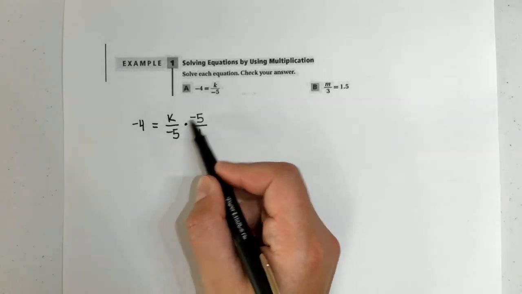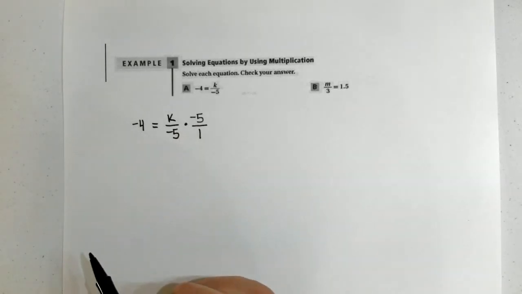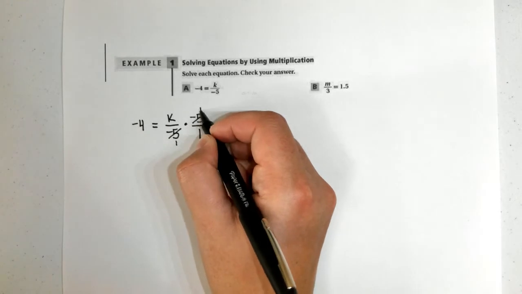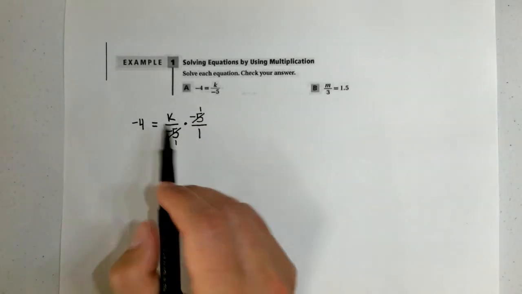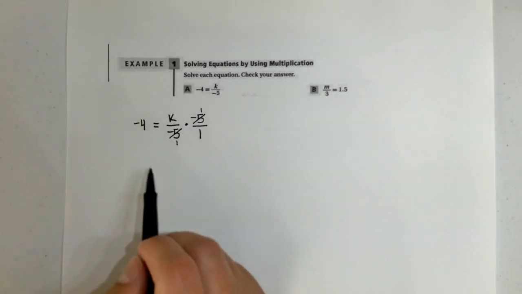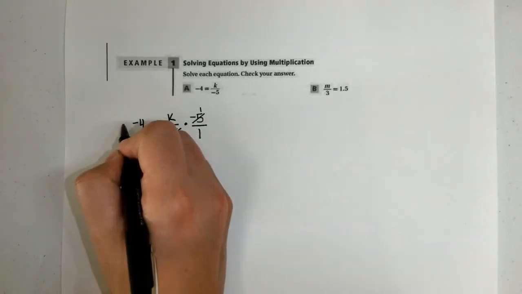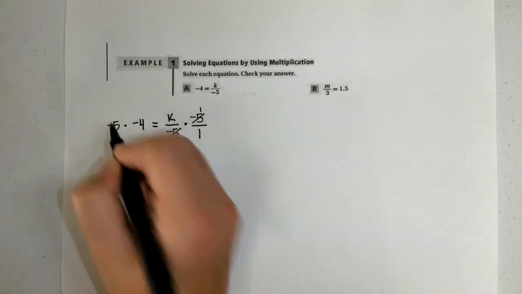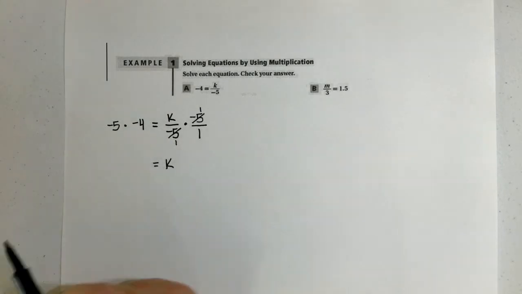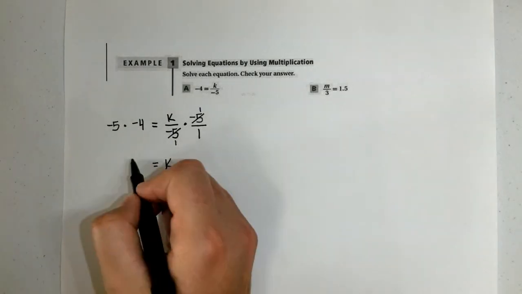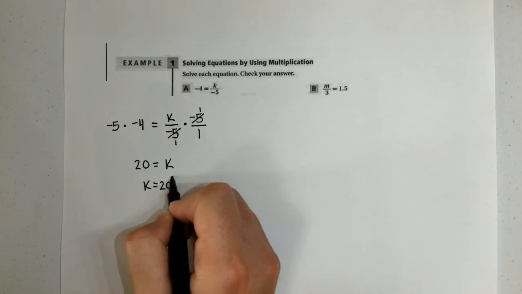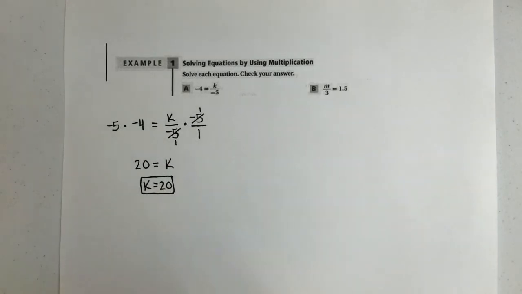Here on the diagonals, -5 and -5 would simplify to just 1, because you can divide both of them by -5. And then you'd have k times 1, which is k. 1 times 1 is 1. K over 1 equals k. You also have to multiply the left-hand side by -5. So -5 times -4 is 20. A negative times a negative is a positive, so this is a positive 20. So k equals 20 for part A.